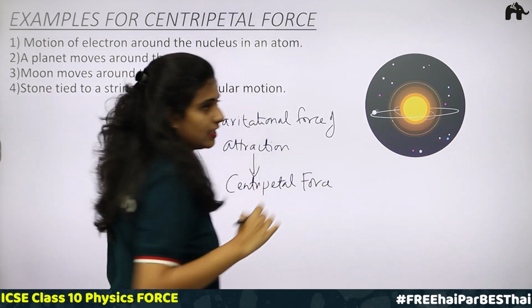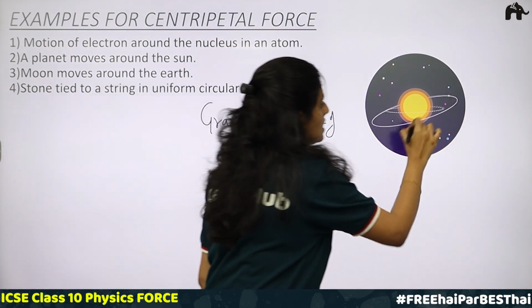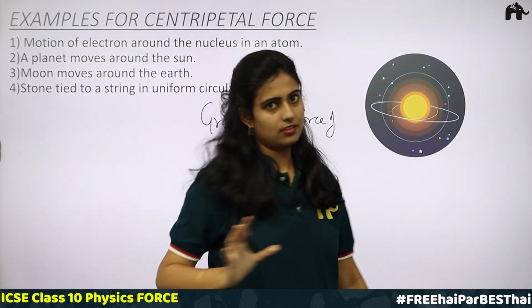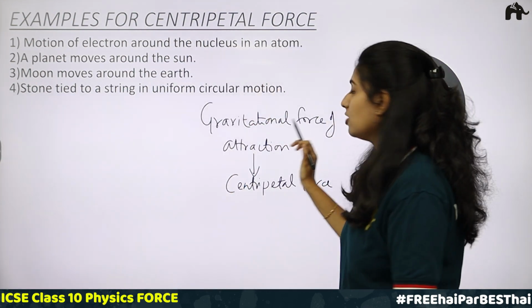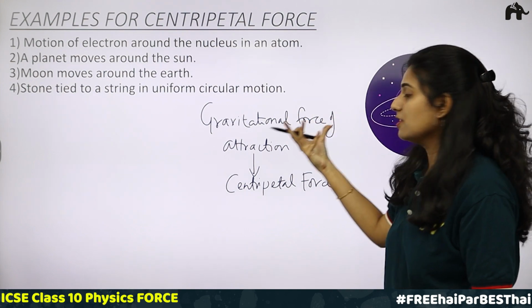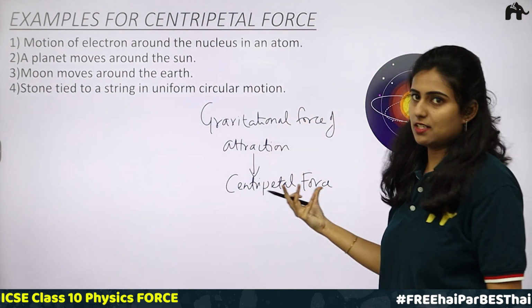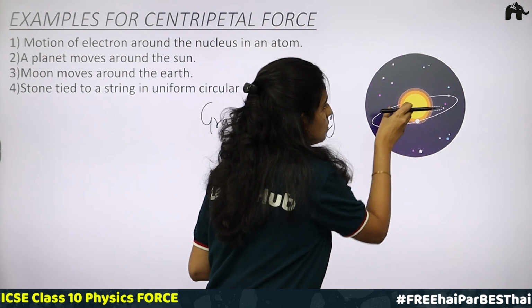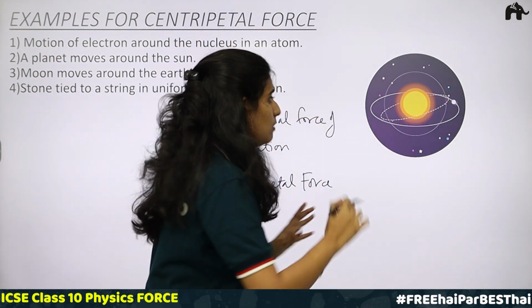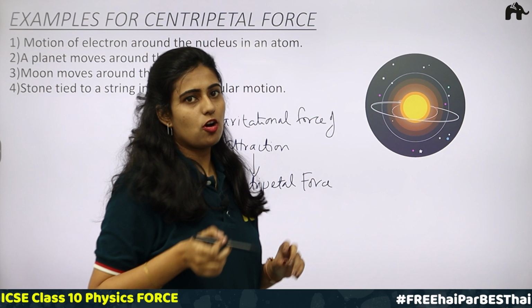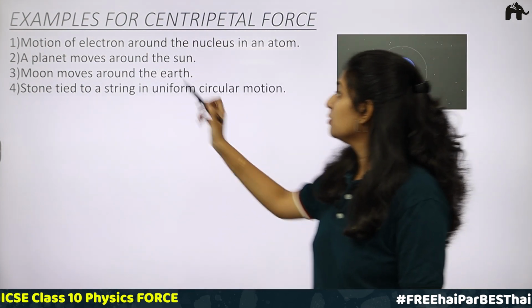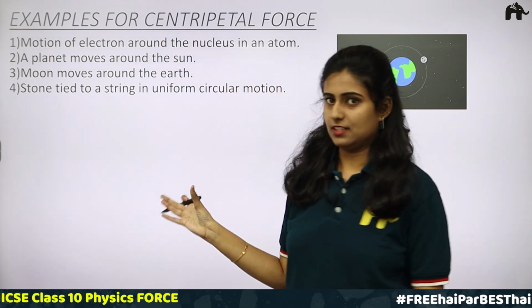That is required for this planet to move in circular orbits around the sun. Here again, what is happening? The gravitational force of attraction is creating the centripetal force, and this centripetal force experienced by the planet towards the center of the sun will help the planet to move in circular orbits around the sun. Clear?